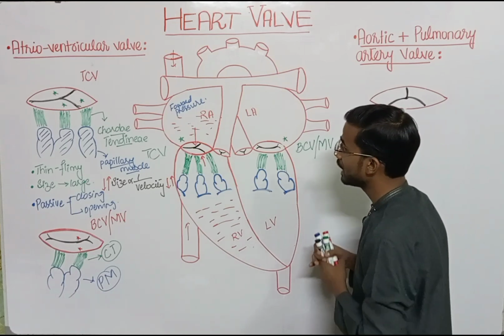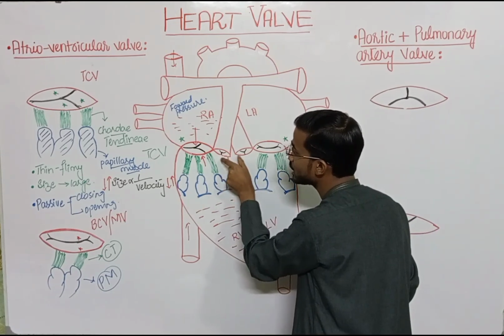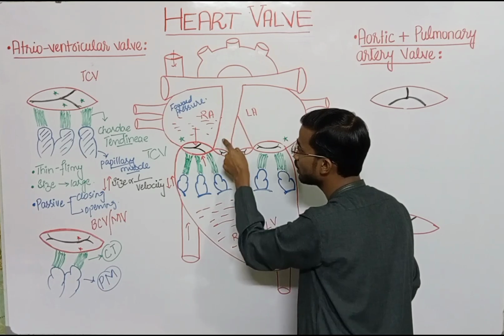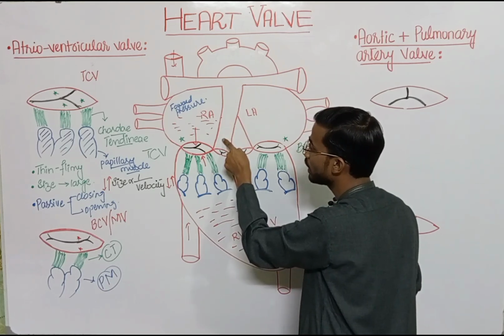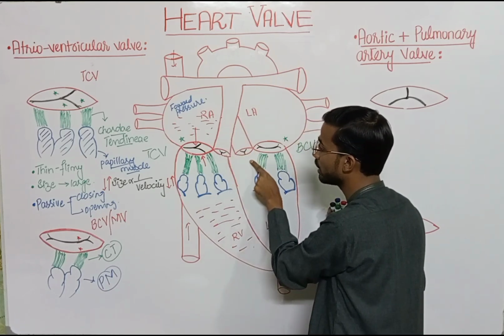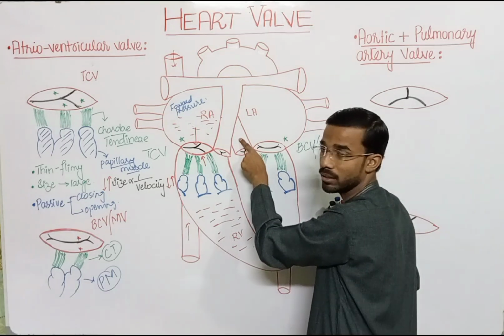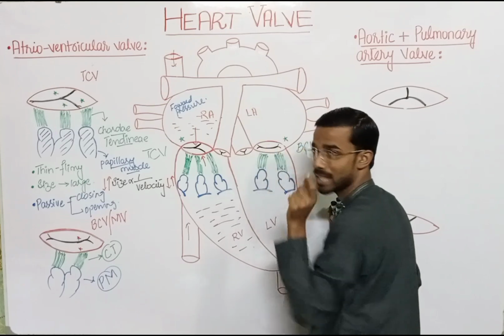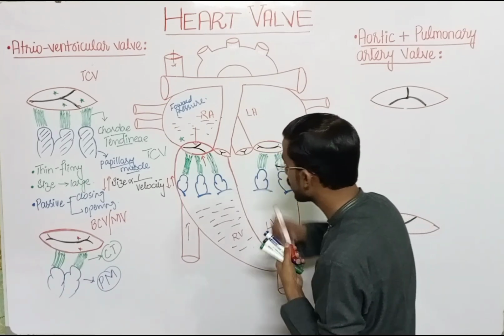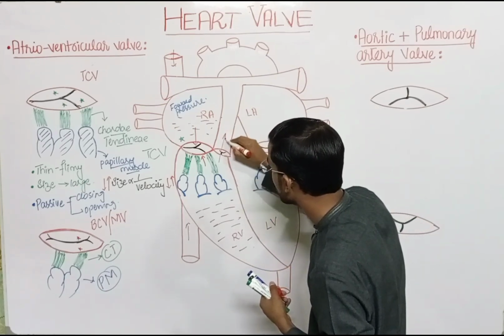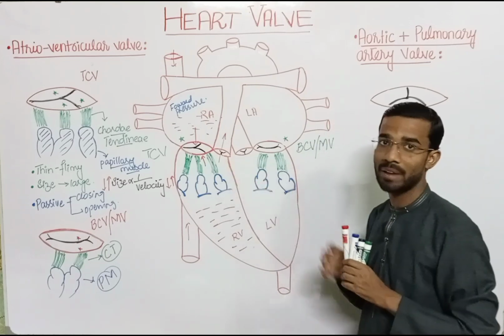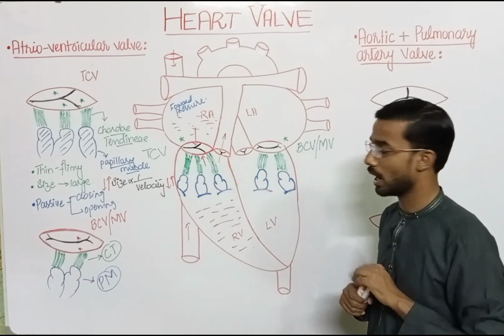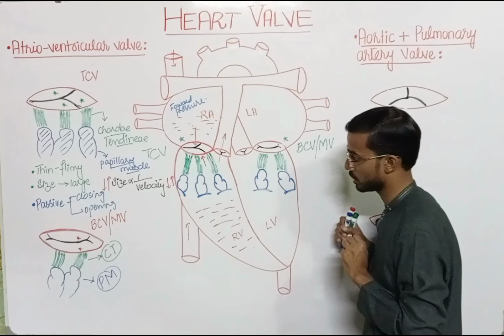Okay. But the semilunar valve is present in the pulmonary trunk or pulmonary artery, and here on the left side there is the aortic. So aortic and pulmonary artery contain the semilunar valve. In that situation, the blood will start flowing into the pulmonary trunk through the semilunar valve present in the pulmonary artery. So this is the situation.